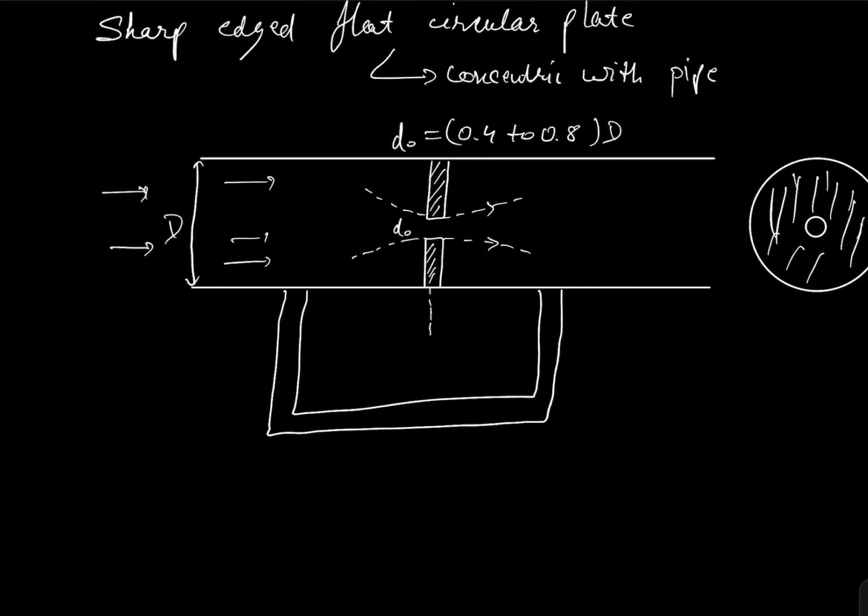Okay, so this distance is 0.5 d, and this distance is 1.5 d. Basically 0.5 d distance on the right hand side of the orifice plate and 1.5 d distance on the left side of the orifice plate is taken to measure the pressure. These are the points at which we apply Bernoulli's equation.